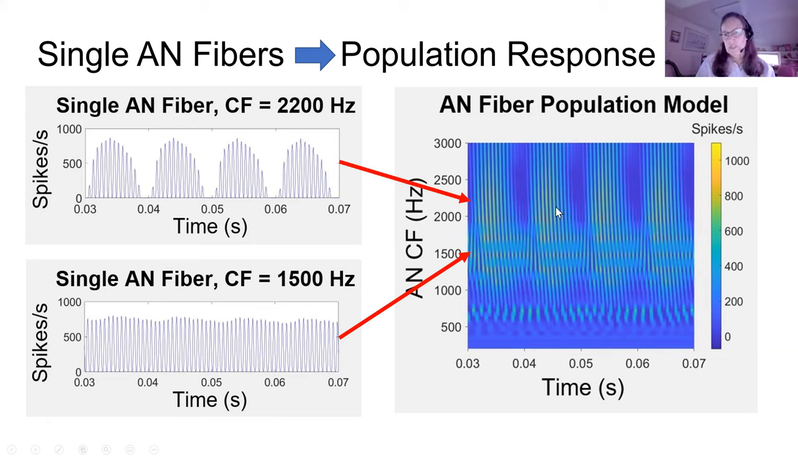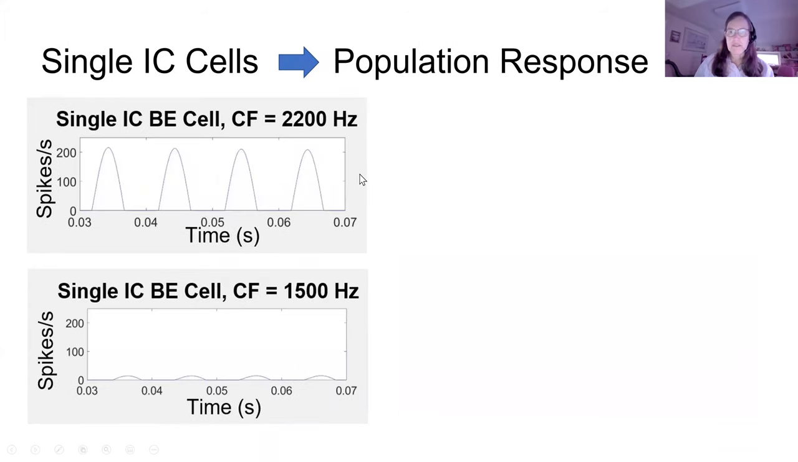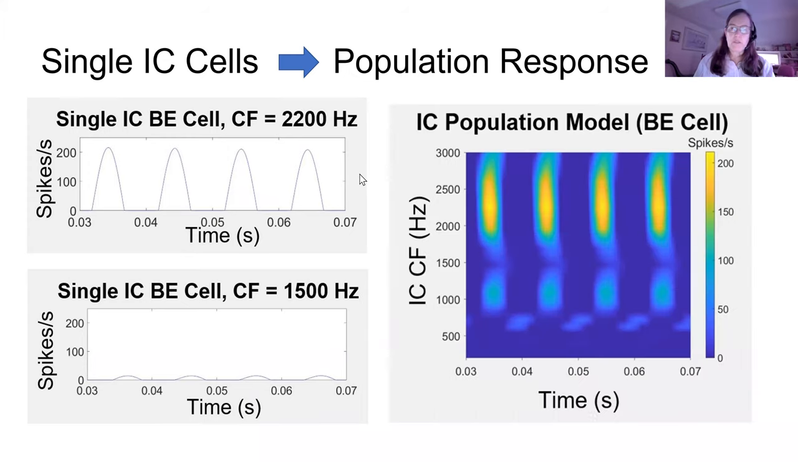So you can see that some of the channels beat strongly, as does this channel, others have a flat response. Now, similarly, the IC responses will be mapped into a population response.